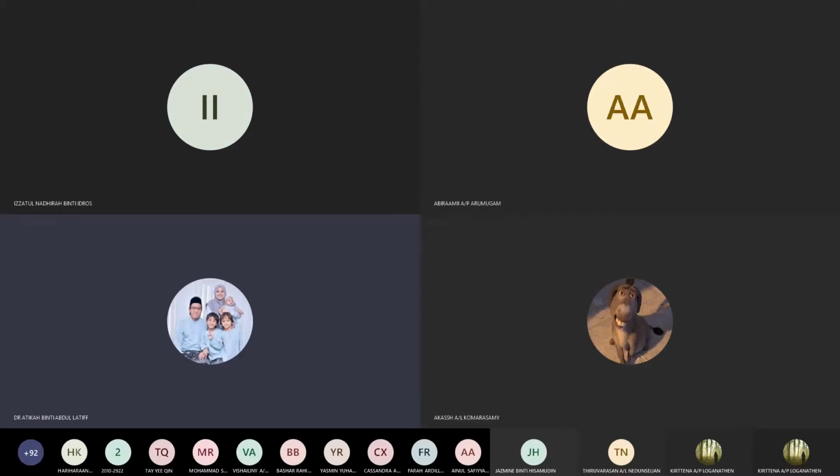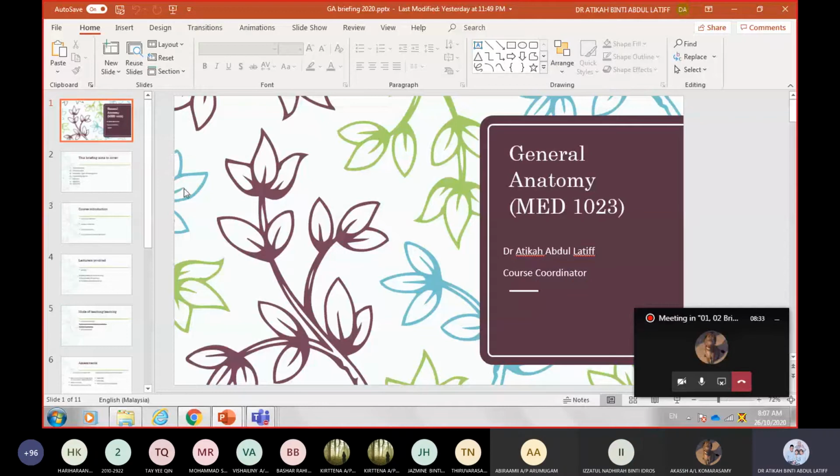The course structure. Okay, so general anatomy, the course code is MED1023, which just basically means that it is during your first year. It's the second course and it carries 3 credit units. That's why the code is like that. So that's how you look at your course code.